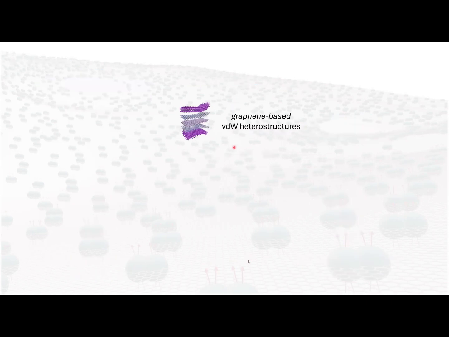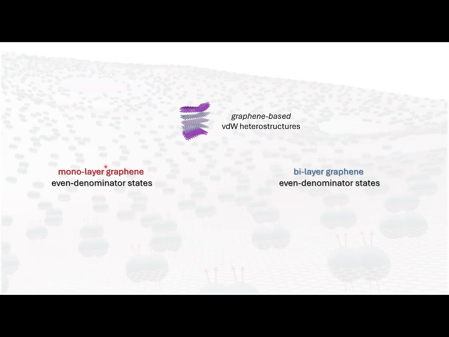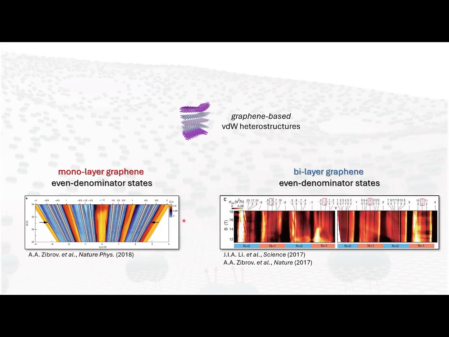So in my group, what we'll talk about today is graphene-based van der Waals heterostructure. And if you want to look at even denominator in graphene-based systems, you can either go in the direction of monolayer graphene or the direction of bilayer graphene. Now, these are past results on even denominators in monolayer and in bilayer. In monolayer, it's even a bit hard to see, but basically this small line here and this small line are even denominators in monolayer. This is from Andrea Young's group. And you can see that you need 28 Tesla basically to see this even denominator.